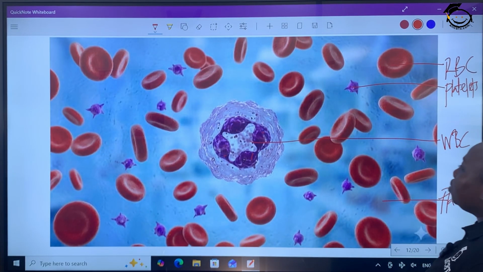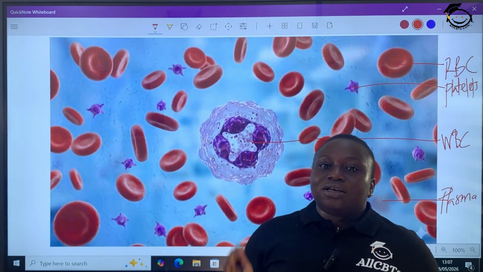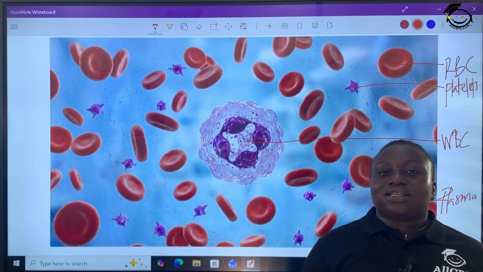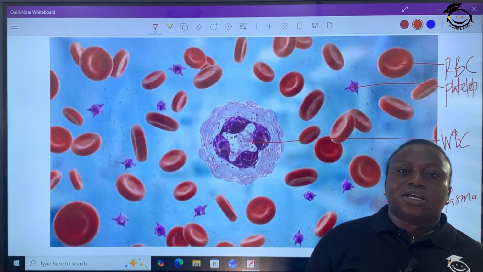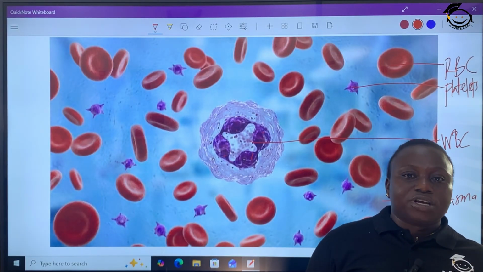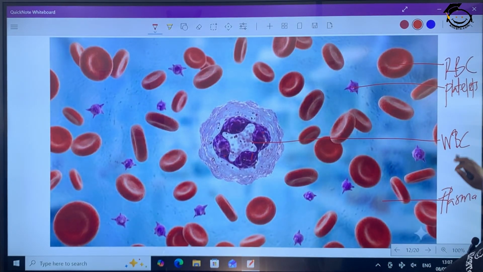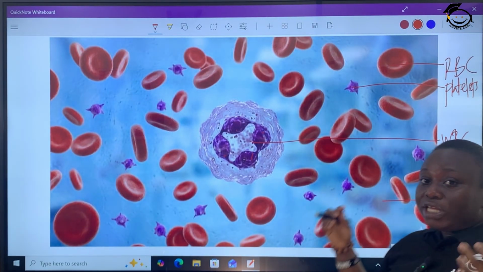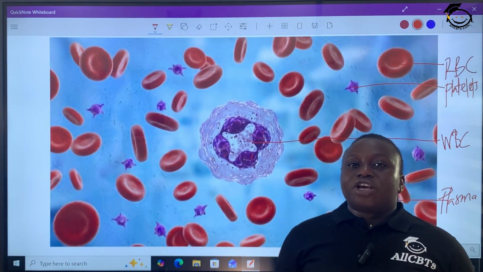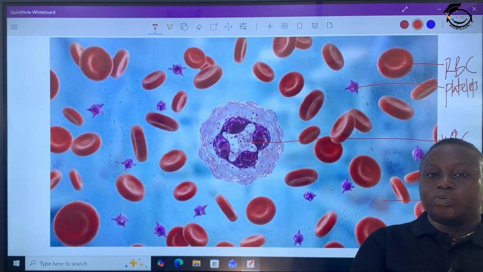We have white blood cells. Now these ones, they act as the fighters. They act as the antibodies. They fight every foreign body that is found in the system. Then we have the platelets. This one, they are proteins. They are the ones that are responsible for the clotting of blood.